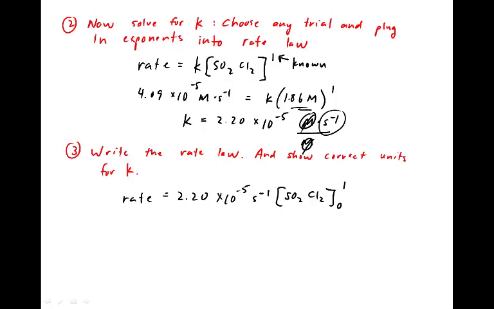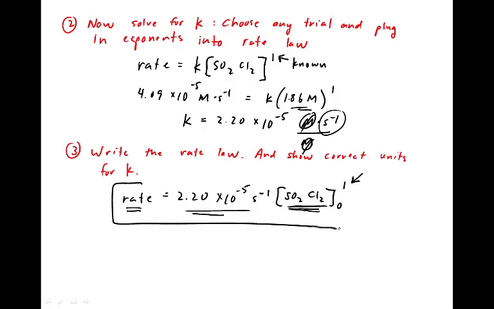So what this allows us to do is calculate the rate for any initial concentration, since we know what K is and then we know what the exponent is also. So that's what it allows us to do, calculate the rate for any initial concentration. So that's the rate law.